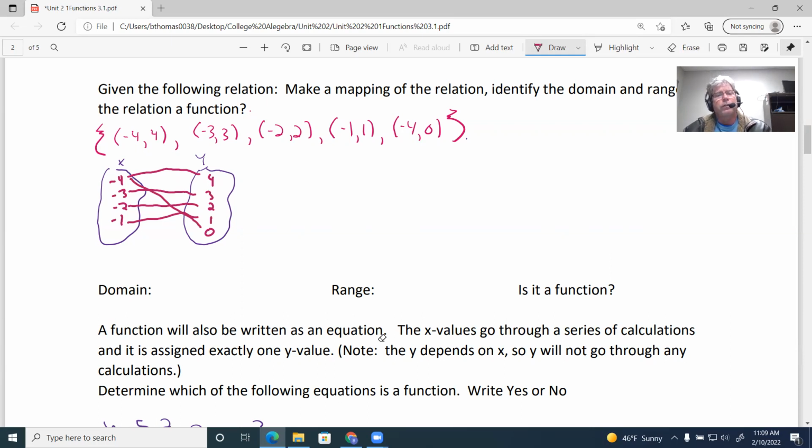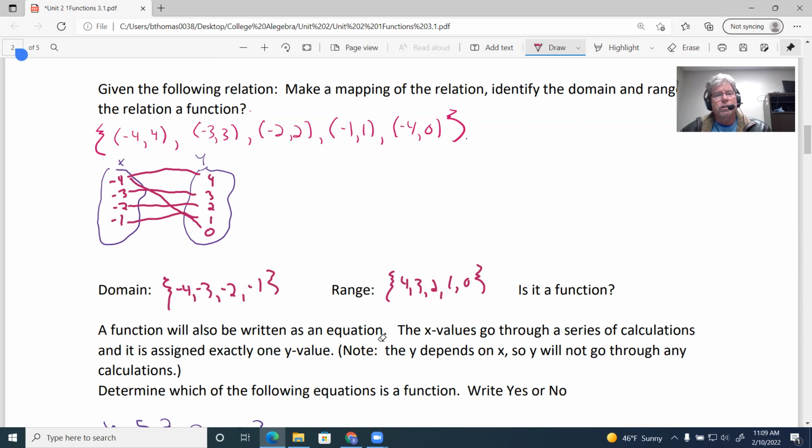So notice how this is just a relation, but if I look at this in my domain, we see that there's a set of -4, -3, -2, and -1. And in the range, we see the set of this 4, this 3, this 2, this 1, and the 0. They don't have to be put in order, but if you want to put them in numerical order, that's fine. I just laid them out there. But notice, is this relation a function?